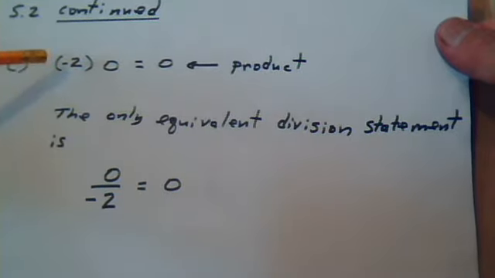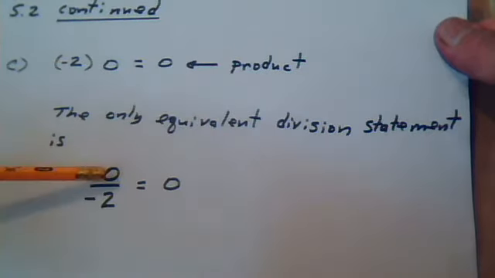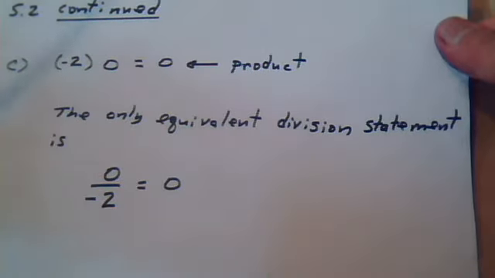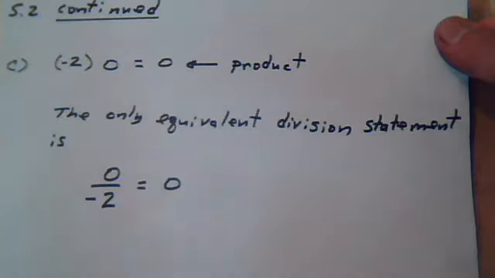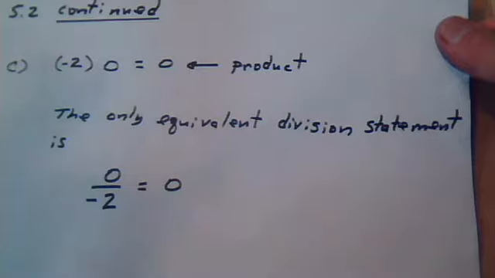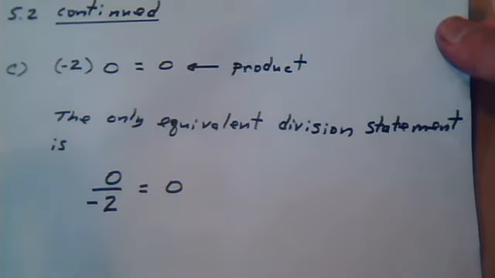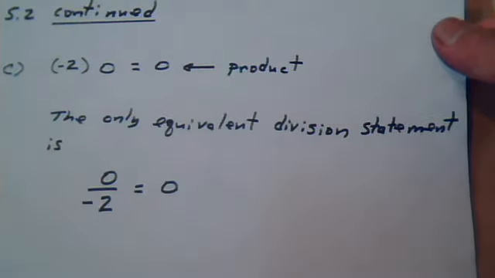Notice in this case, I could only go 0 divided by -2, which is 0. But I cannot go 0 divided by 0 equals -2. You can never divide by 0. Anytime you have division problems, watch out for dividing by 0. You can never divide by 0. So in this case, we only have one equivalent division statement.